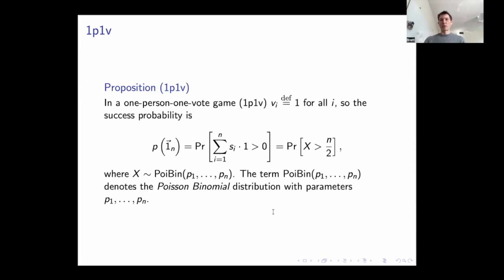The way we've modeled it here is you get some signal and you're going to essentially vote your signal, and you know that your signal is correct with some probability p.